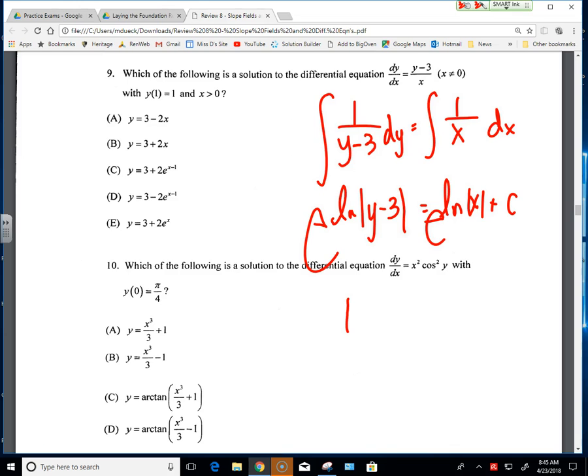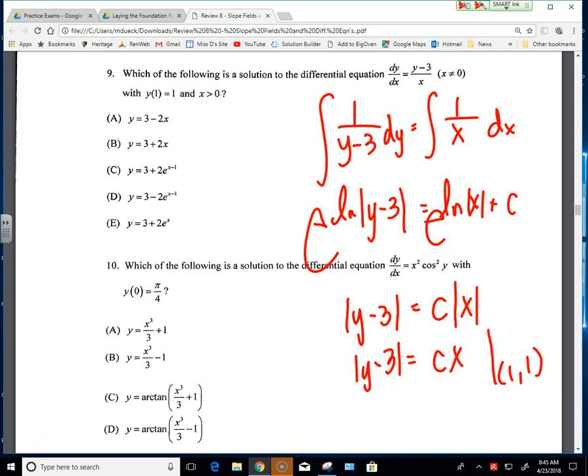Then we end up with the absolute value of y minus 3 is equal to c times x. Then x is only greater than 0, so I don't even have to worry about that absolute value. y of 1 is equal to 1. So we can change this just to be cx. I could plug in the clue 1, 1. If I plug in 1, 1 minus 3 is negative 2, absolute value positive 2 times 1.